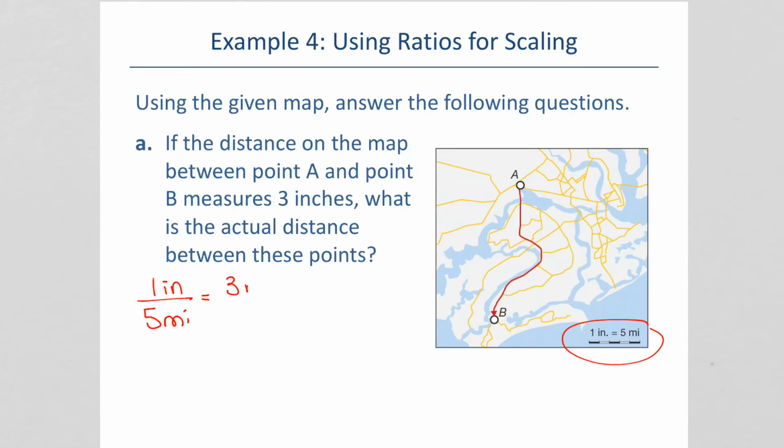And we want to know how long 3 inches would be. So we would put inches on top of our proportion and miles on the bottom. So we've got a proportion: 1 over 5 equals 3 over x. 1 times x is x. 3 times 5 is 15. Done. 15 miles is the distance between points A and B.